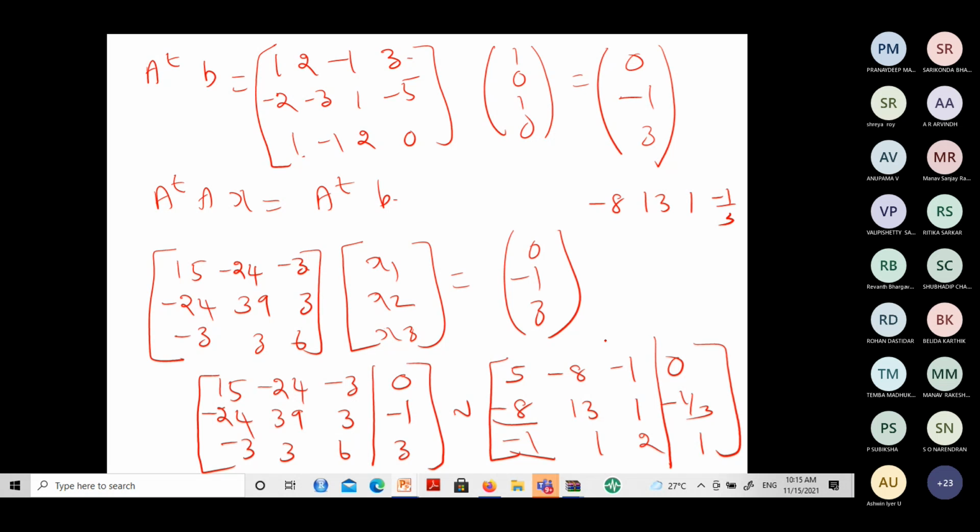Second row. Keep this. First row I should make some change. What change you can make? Divide by 5 and multiply by 8. So this becomes plus 8 and this becomes divide by 5 multiply by 8. So minus 64 by 5. Divide by 5 multiply by 8, minus 8 by 5. Add, what happens? 0. 13 is actually 65 by 5. Yeah? So 1 by 5.